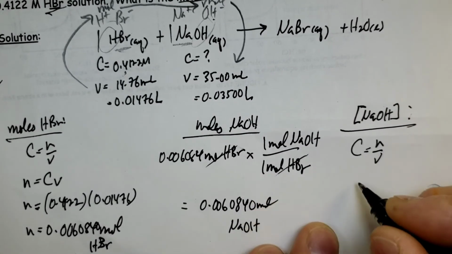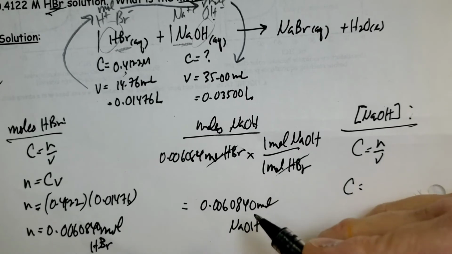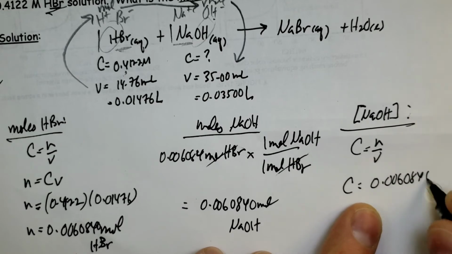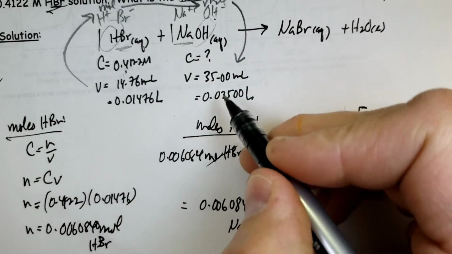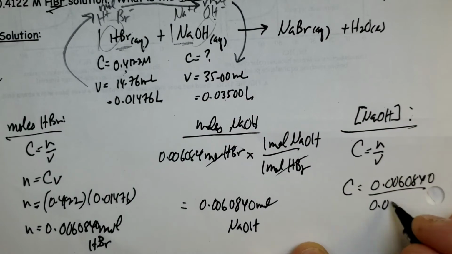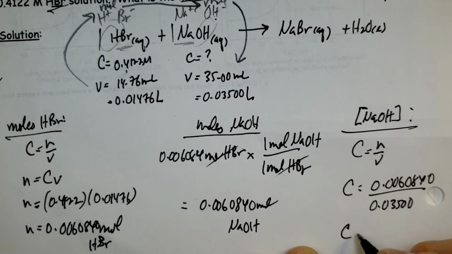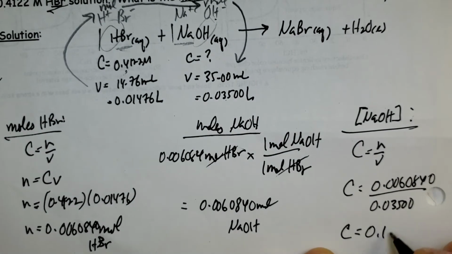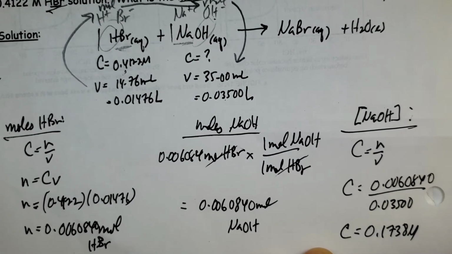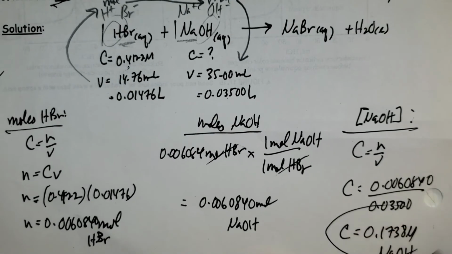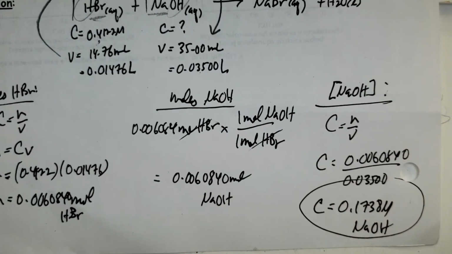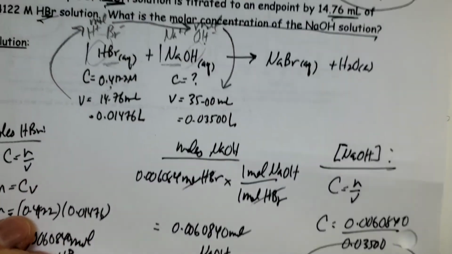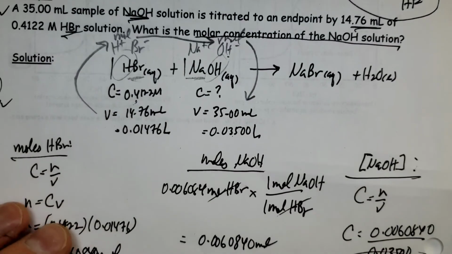So C equals n over V. The number of moles is 0.006084. The volume of NaOH is 0.03500. And let's see here, 4 sig figs again. So there we go, 0.1738 molar NaOH. So that's how we do it. That's how we do a titration type calculation.